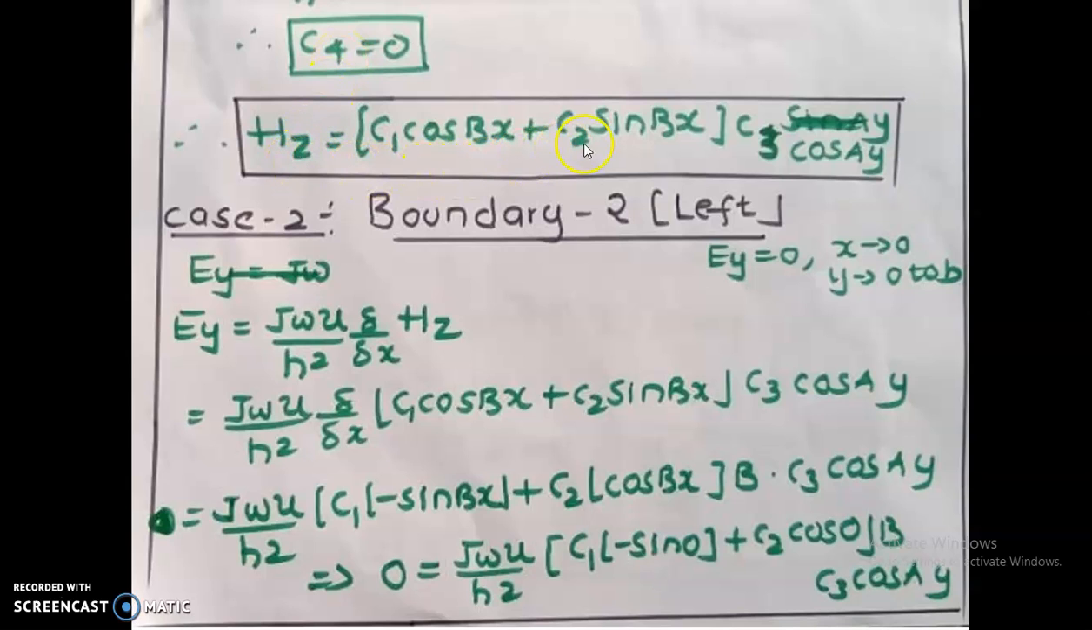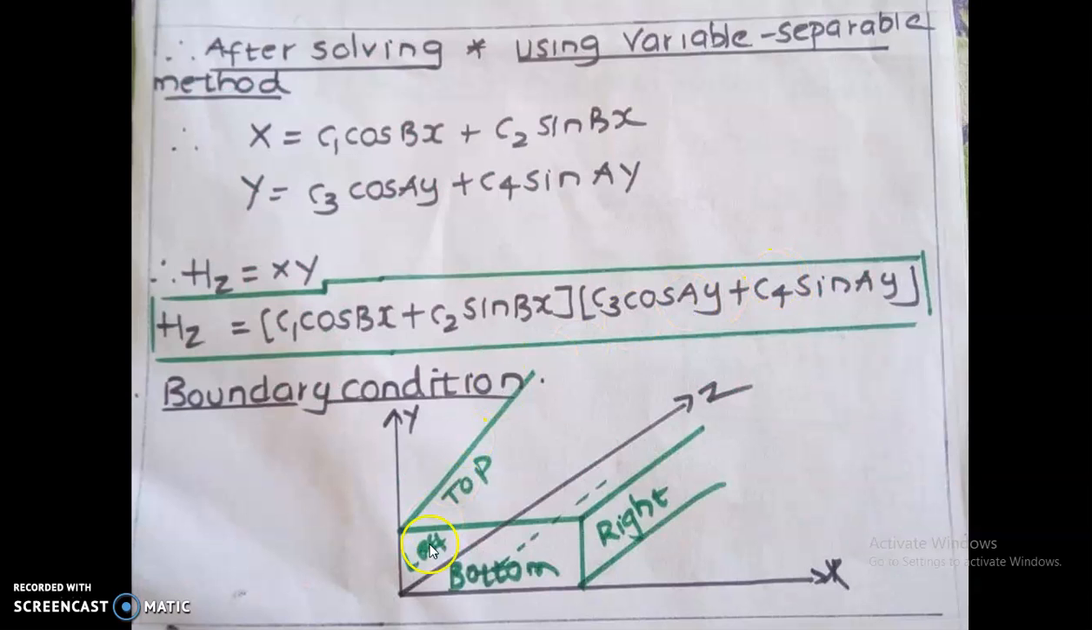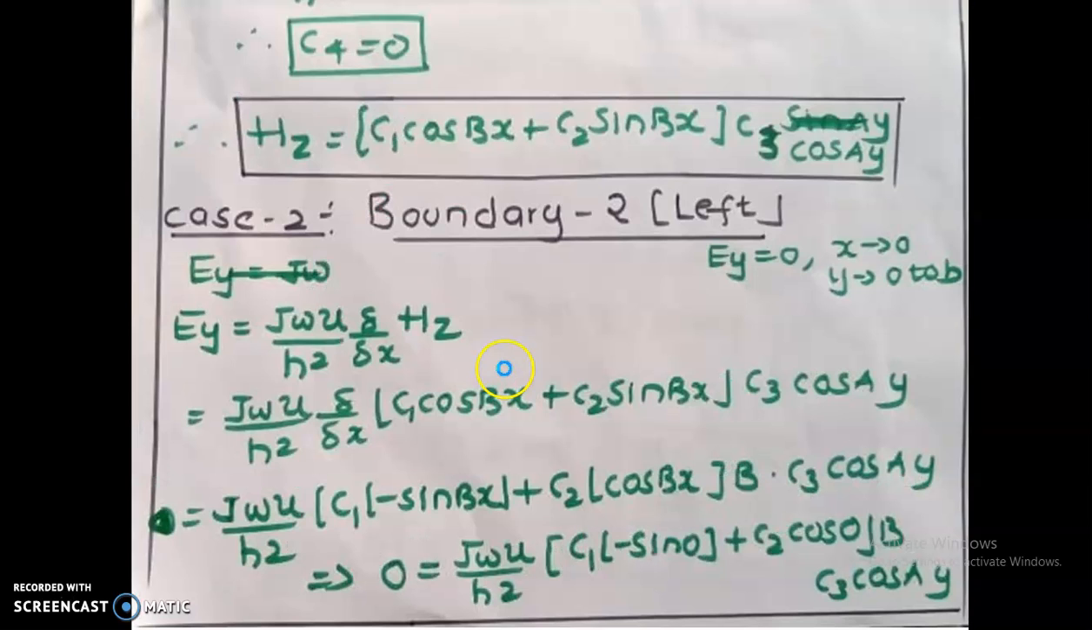Now the equation got reduced into c1, c2 and c3. Now let us apply boundary condition number 2. In this condition we are treating Ey as 0. For the left side, you have to travel from here to here, so x becomes 0 but y goes from 0 to b. I want to repeat the same statement: x tends to 0, y goes from 0 to b.